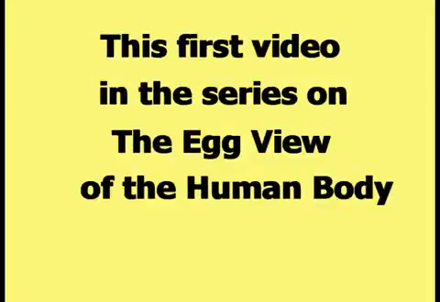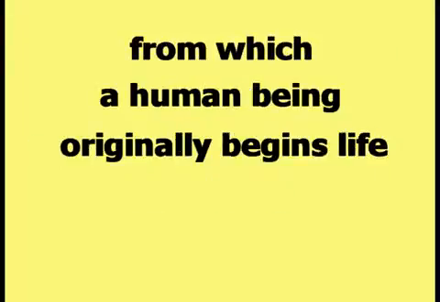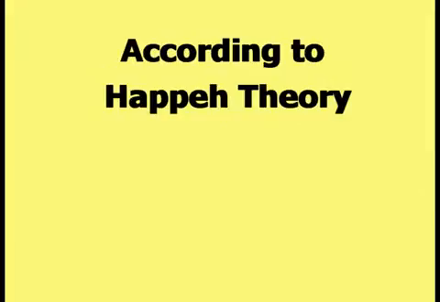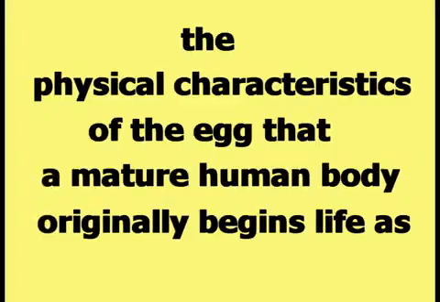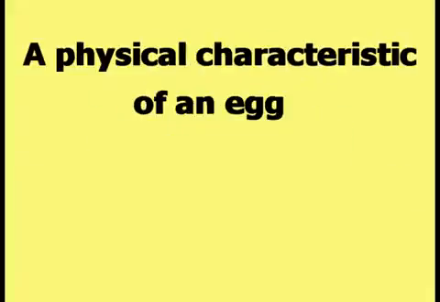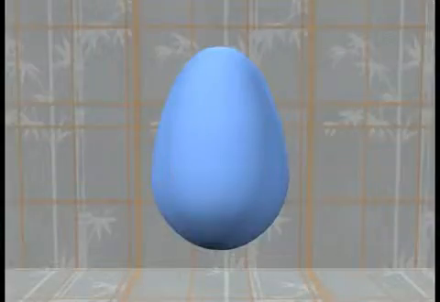This first video in the series on the egg view of the human body will focus on one way that the physical characteristics of the egg, from which a human being originally begins life, influences the construction and behavior of the mature human body. According to happy theory, the physical characteristics of the egg that a mature human body originally begins life as influence the construction and behavior of the mature human body. A physical characteristic of an egg would be something like the shape of the egg. Here is a picture of the egg.